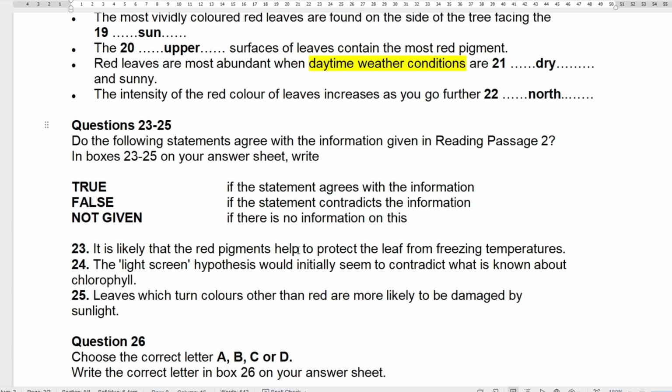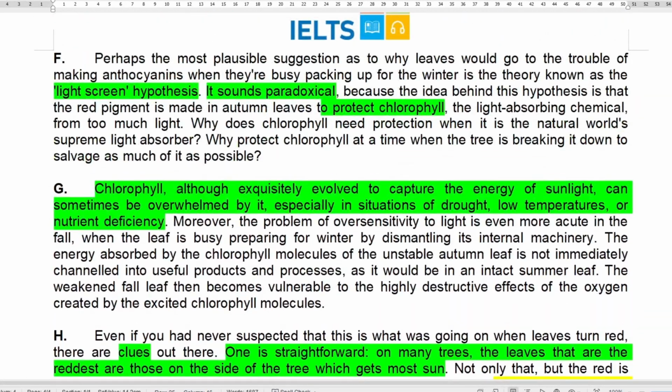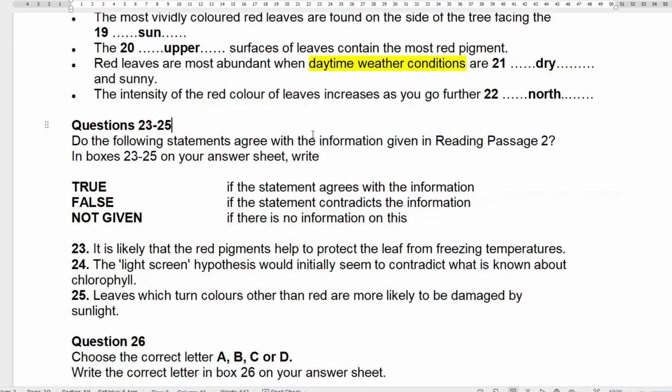It is likely that the red pigments help to protect the leaf from freezing temperatures. Okay, so was it freezing temperatures? And I guess no. It sounds paradoxical. Red pigment is made in autumn leaves to protect chlorophyll, not from the freezing temperatures. It's a false. There we go.